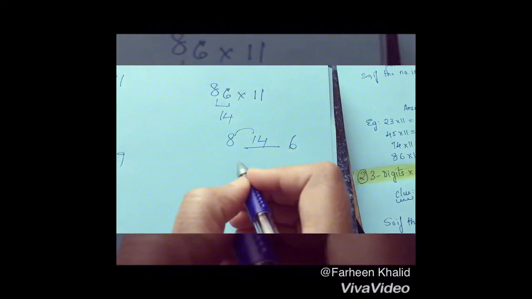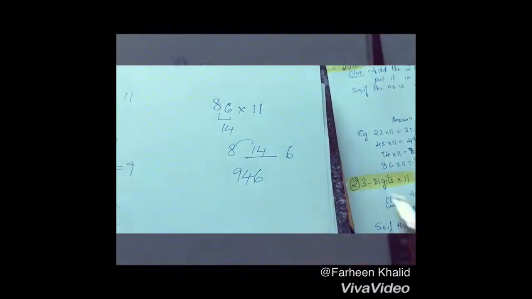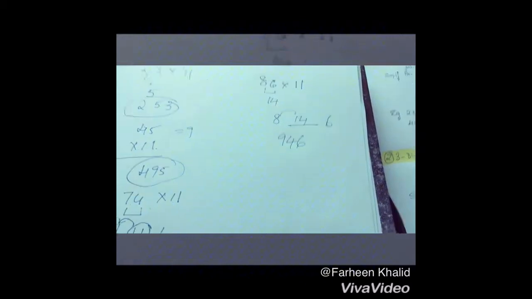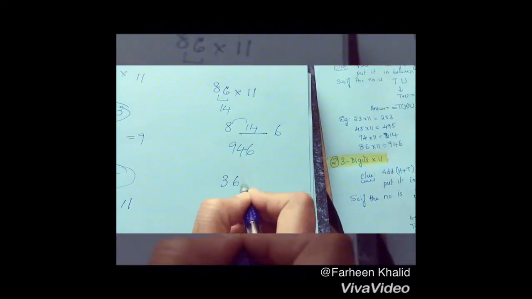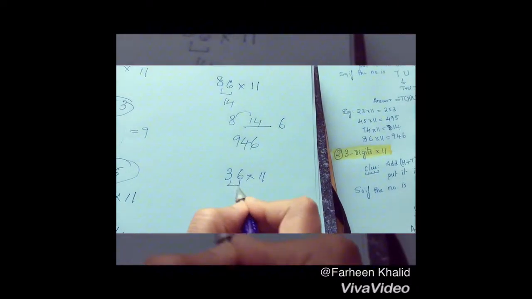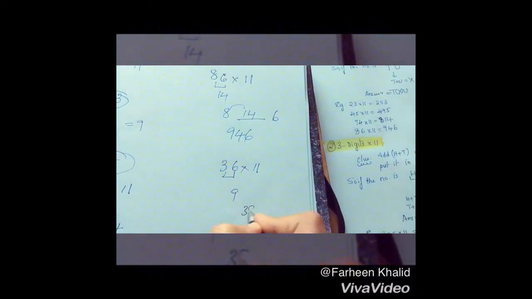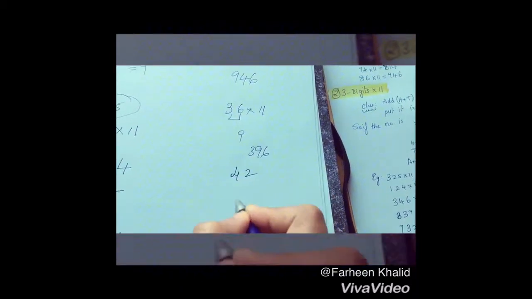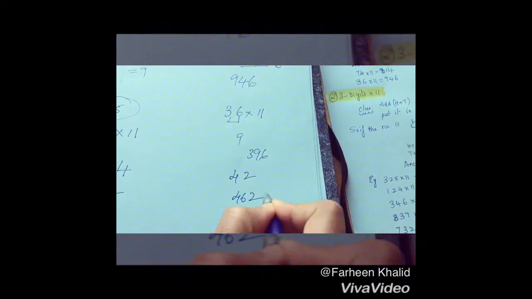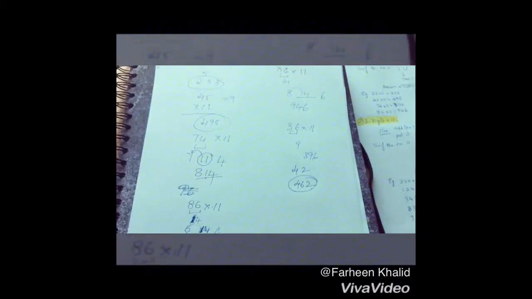So you just carry over the 1, so it becomes 946. Okay, let's try another one, just a random one somewhere. Maybe it can be 36 times 11. So 6 plus 3 is 9, so it's just 396. Okay, let's take one more. It's 42. So it's 462. So anything times 11 is so easy.